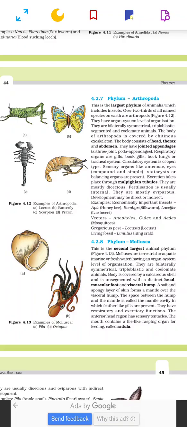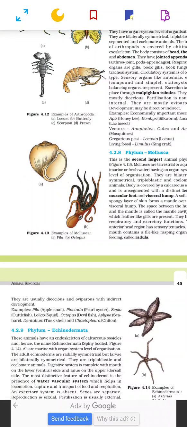They have respiratory and excretory function. The anterior head region has sensory tentacles. The mouth contains a file-like rasping organ for feeding called radula. For examples of mollusks in figure 4.13, A is Pila and B represents the octopus. Phylum Mollusca are usually dioecious and oviparous with indirect development. Examples of Mollusca are Pila, which is apple snail, Pinctada, pearl oyster, Sepia, cuttlefish, Loligo, squid, Octopus, devilfish, Aplysia, sea hare, Dentalium, tusk shell, and Chaetopleura, chiton.